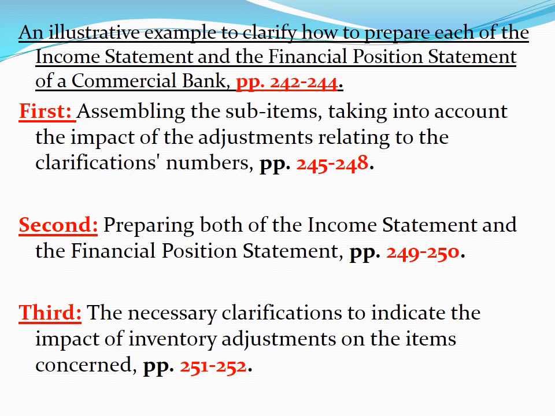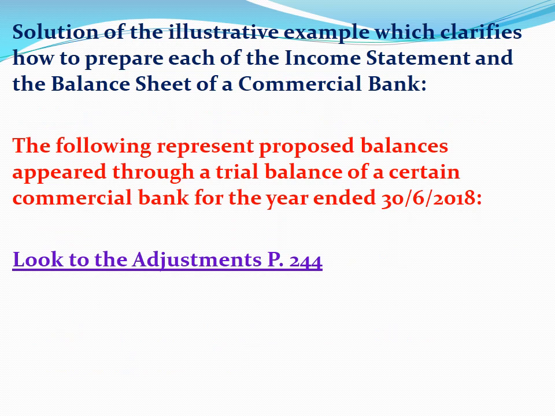Then the necessary clarifications to indicate the impact of inventory adjustments on the items concerned, pages 252 to 255, and these clarifications are very important and should be attached to the statements, and we cannot read these statements without the clarifications following them. Now, you are opening your book. I'm saying that the solution of the illustrative example clarifies how to prepare each of the income statement and the balance sheet of a commercial bank.